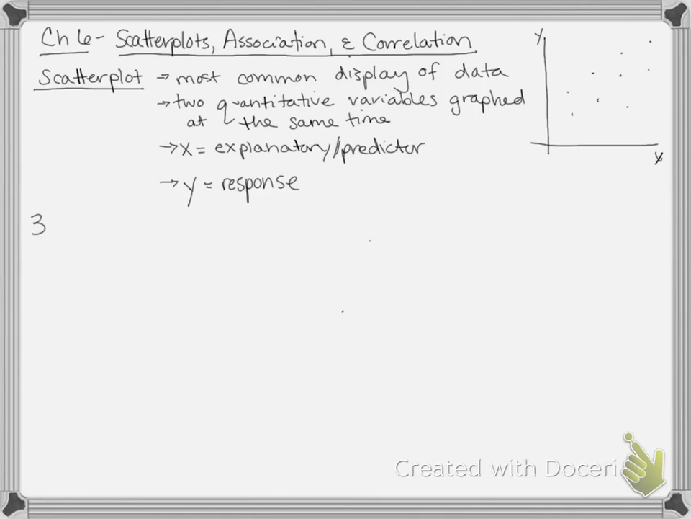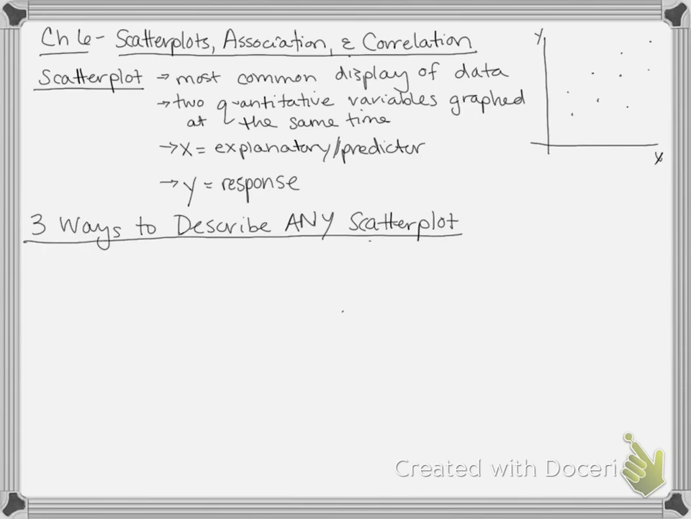Okay, so I do want to talk about the three features of a scatter plot. So there are three ways to describe any scatter plot, and this is kind of like back in chapter 2, I think, when we talked about describing a histogram. I think that's chapter 2. There were three questions we kind of asked ourselves. This is very similar.